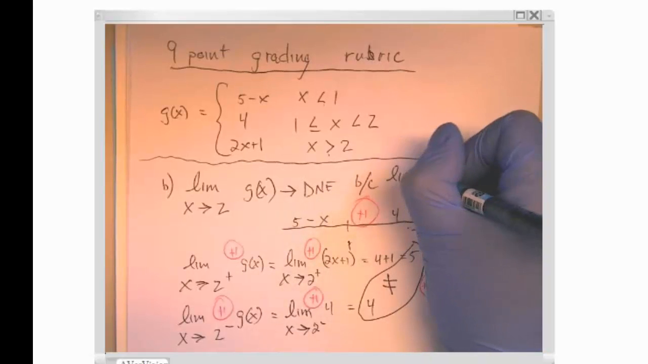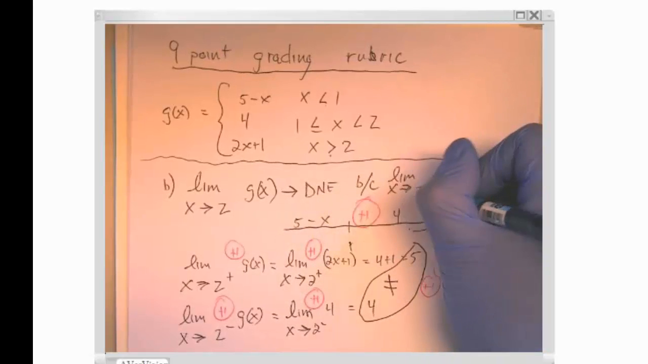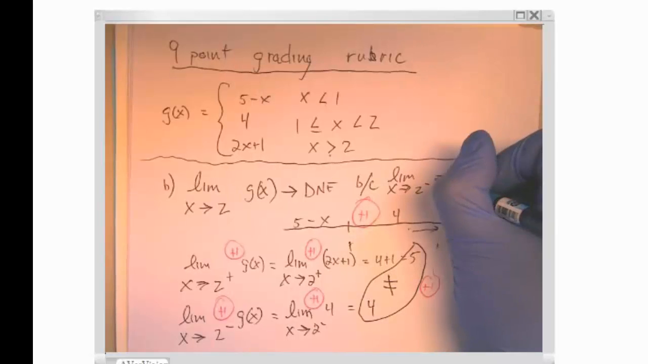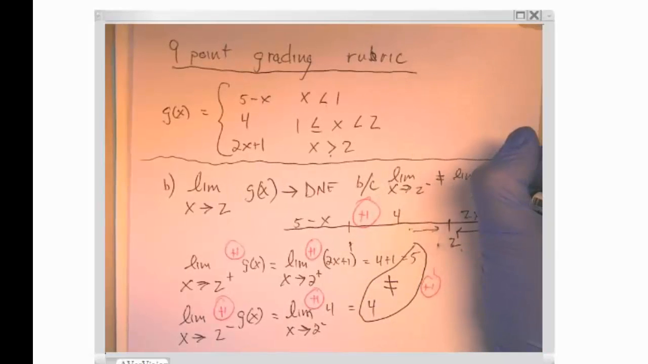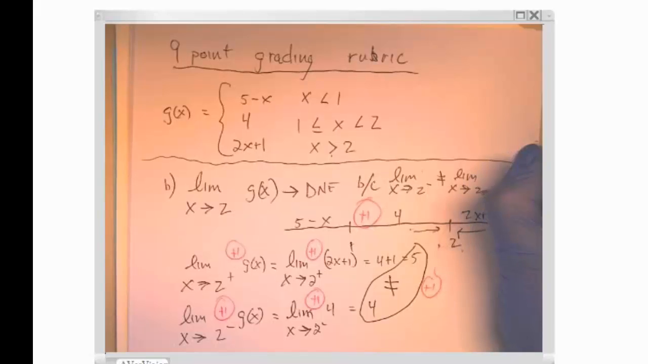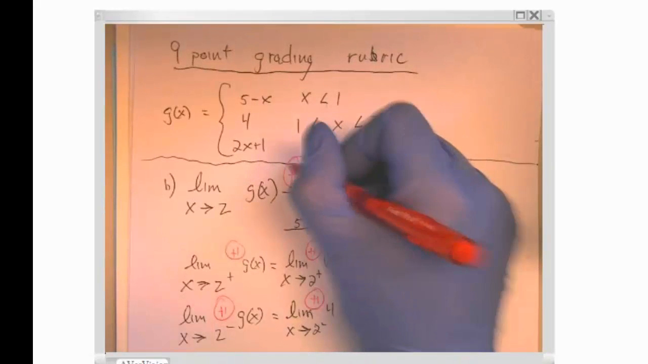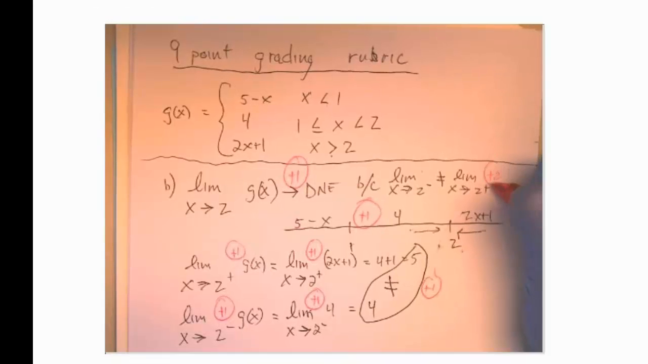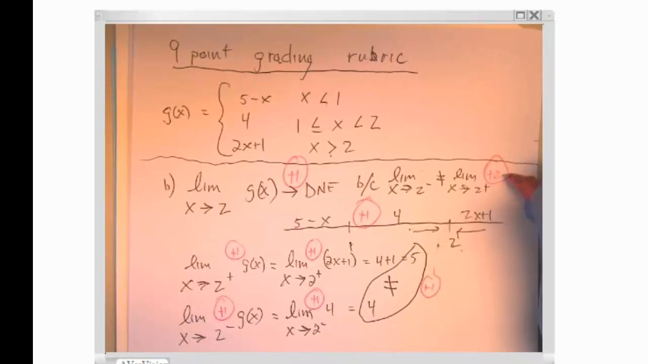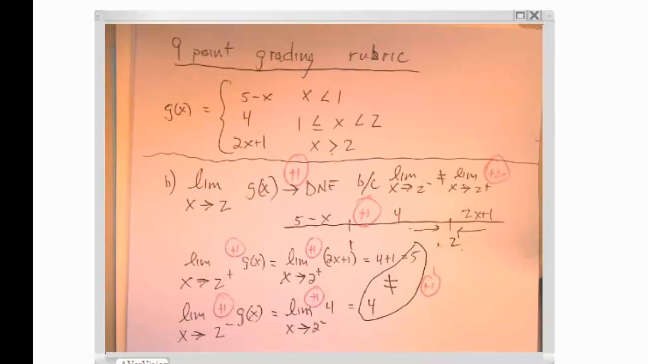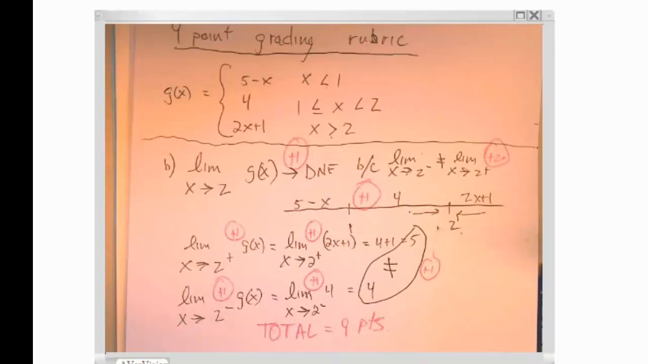Now we go back to the original problem and say that the limit as x approaches 2 of g of x does not exist. And we give a reason why, because the left-hand limit did not equal the right-hand limit. Again, you've got to use the proper notation. 1 point for this and 2 points here. So the total here is a total of 9 points.